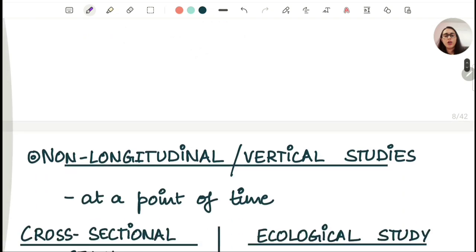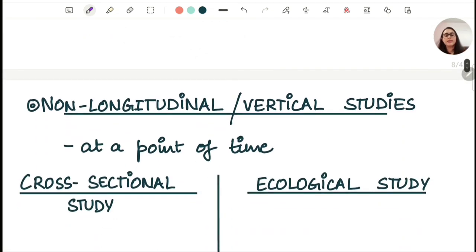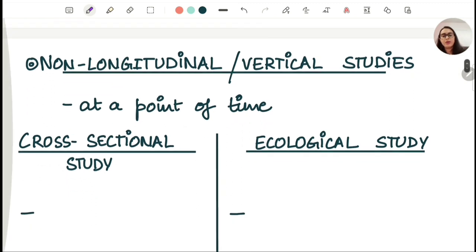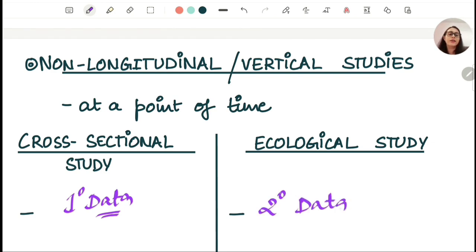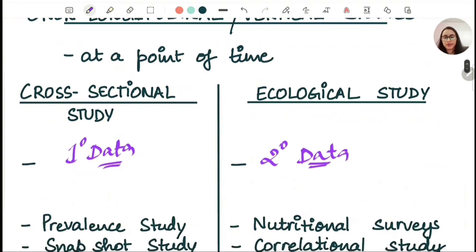So if you say non-longitudinal study or vertical studies, these are the studies that are done at a point of time. Now it can be a cross-sectional study or an ecological study. So cross-sectional study is again done at a point of time. In cross-sectional study, we take the primary data. That means data that is taken primary from individual, from questionnaire, from interviews. Or ecological study, we take secondary data. That means we are taking data from the medical records of hospital. So that will be a secondary data that is taken.